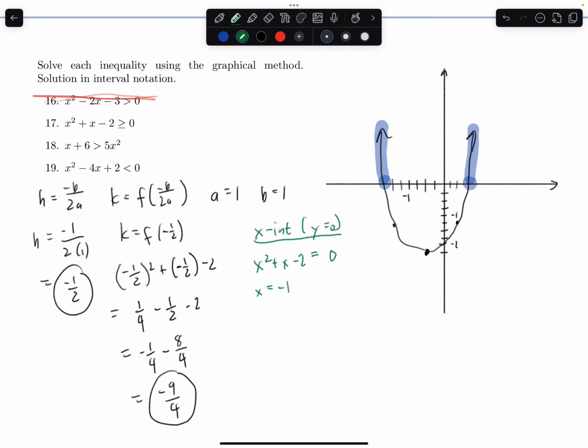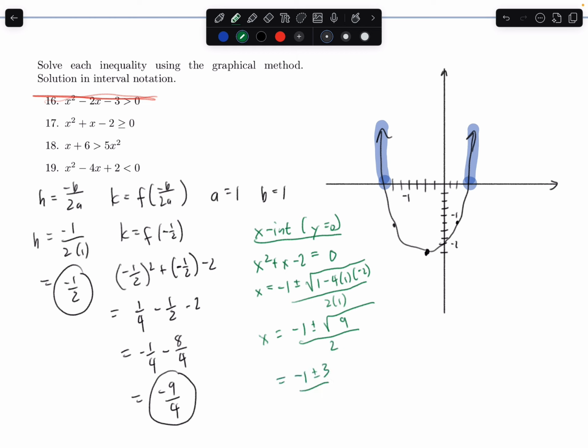So negative b, which is negative 1, plus or minus the square root of b squared, which is 1, minus 4 times a, which is 1, times c, which is negative 2. This is all over 2a, which is 2 times 1. Okay, let's simplify a little bit. It's negative 1, plus or minus the square root of 1 minus 4 times negative 2, which is 1 plus 8, which is 9. And this is all over 2. So that's negative 1, and the square root of 9 is 3. So negative 1 plus or minus 3 over 2.